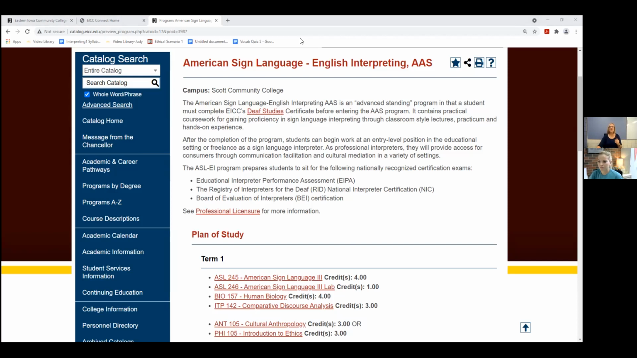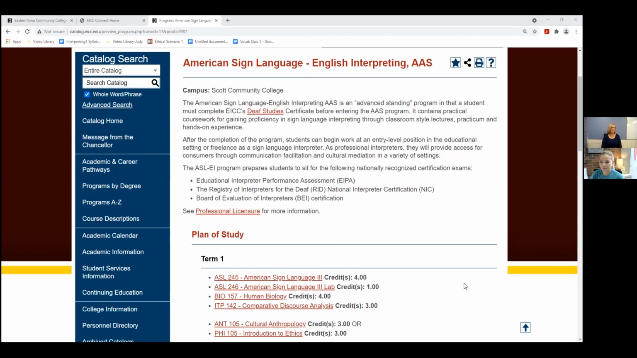Kelsey, did I leave anything out? I don't think so. Thanks for going over that. I did put my contact info, my email, in the chat, as well as Diane's email. So if you do have questions, please reach out to us. We're happy to help if any questions come up after the session today.